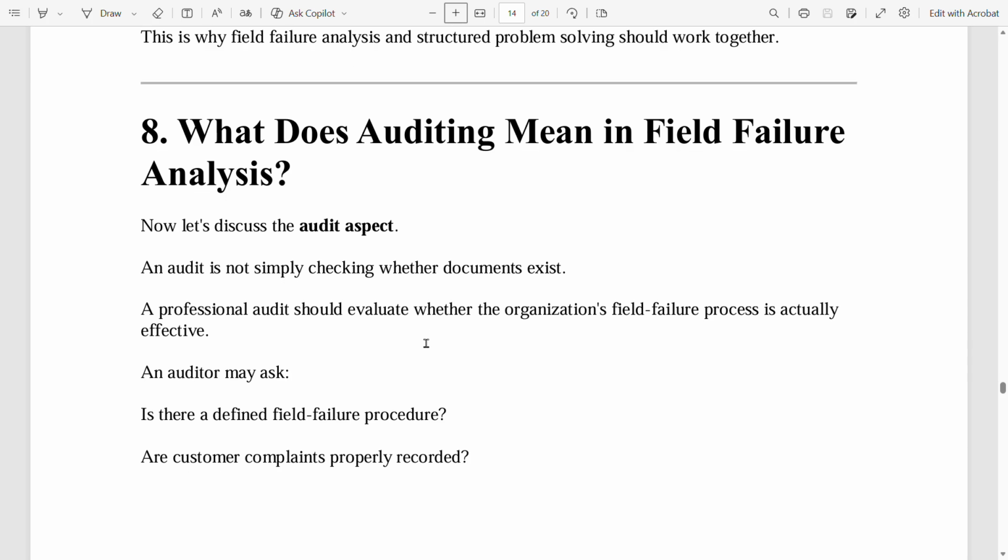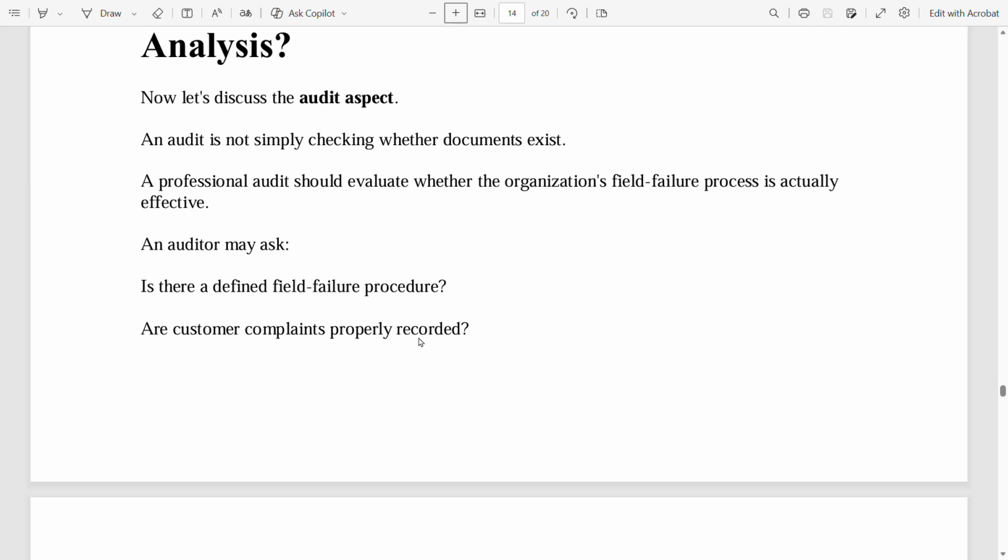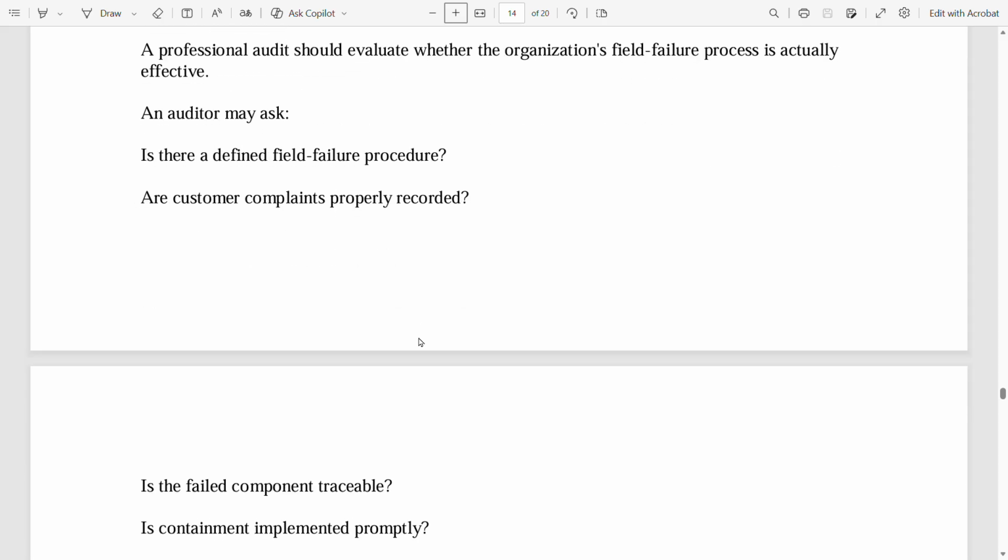Now let's discuss the audit aspect. An audit is not simply checking whether documents exist. A professional audit should evaluate whether the organization's field failure process is actually effective. An auditor may ask, is there a defined field failure procedure? Are customer complaints properly recorded? Is the failed component traceable?